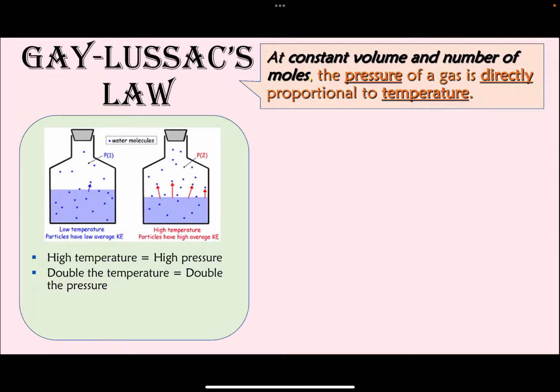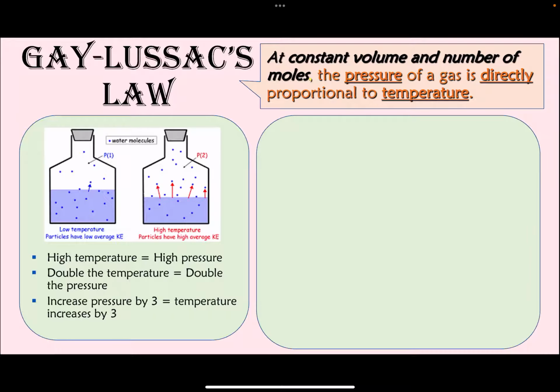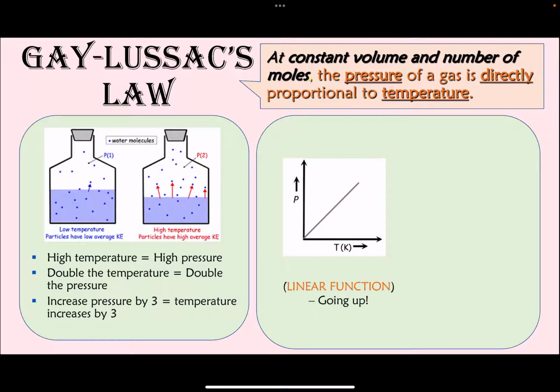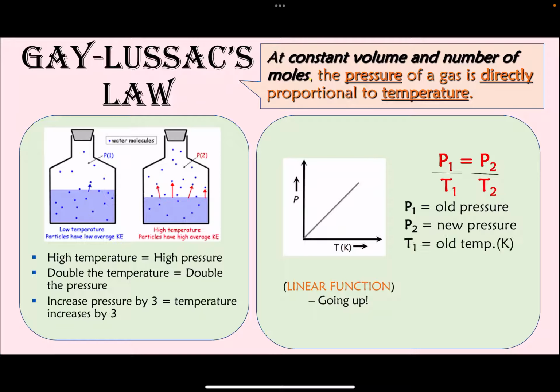Doubling the pressure is going to double the temperature. Increasing your pressure by 3 times is going to increase your temperature by 3 times. Your graph is going to be a linear function going up. Remember that you want your temperature to be in Kelvin, and your equation is going to be P1 over T1 equals P2 over T2.